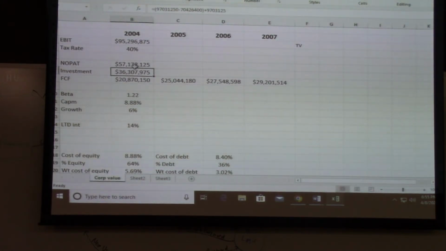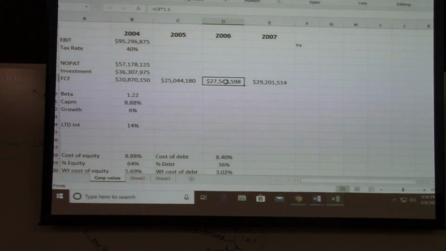So here's our NOPAT minus our investment, and we get our free cash flow. So free cash flow in 2004 was $20,870,150. Take that and multiply it by 1.2, 20% the first year, and 10% in the second year. Okay? And then 6% in the third year, but we're going to sell it right here.